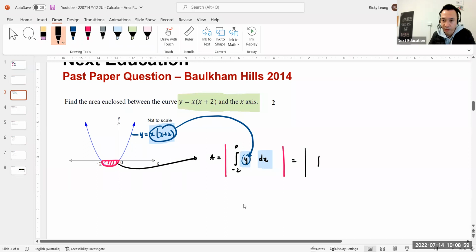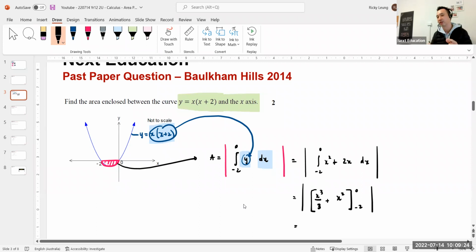the integral from -2 to 0. Now I'll expand it while I sub it in, just to make it easier to integrate, dx. So the integration step here is super easy: x cubed on 3, plus x squared. And I'll put in my limits, 0 and -2. If you know it's going to be negative, you can actually flip the limit, but I'll get there in a sec.